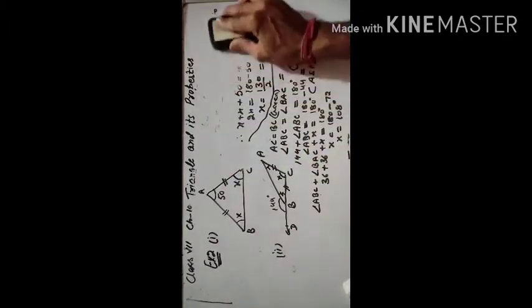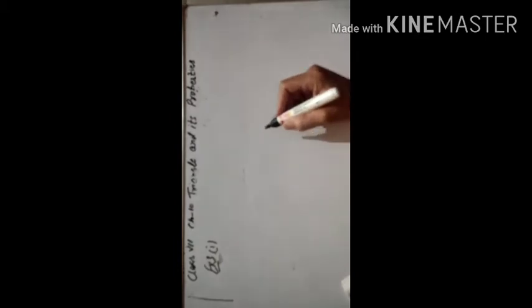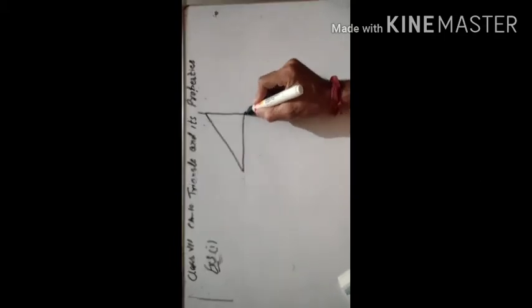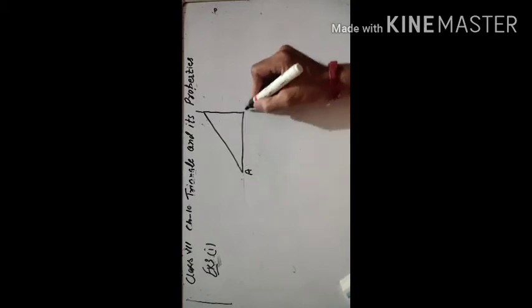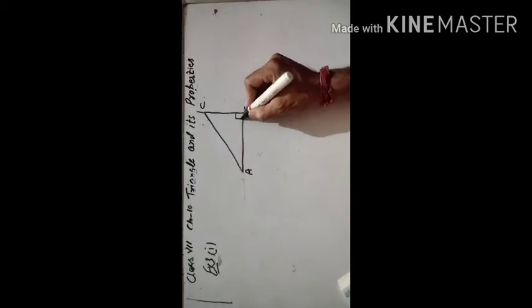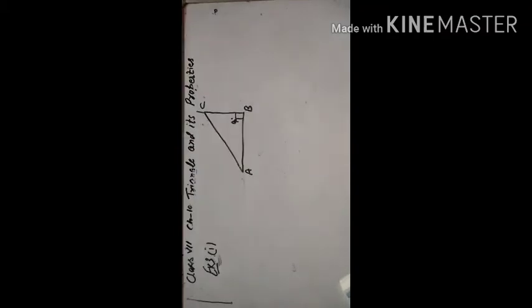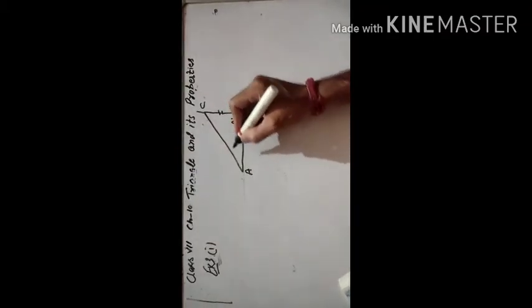Now third example. Third example, first part. Now this triangle is given. And this is A, B, C, right angle at B, that means it is 90 degree. And this angle is equal to this angle, this is x. Now we have to find x and y.